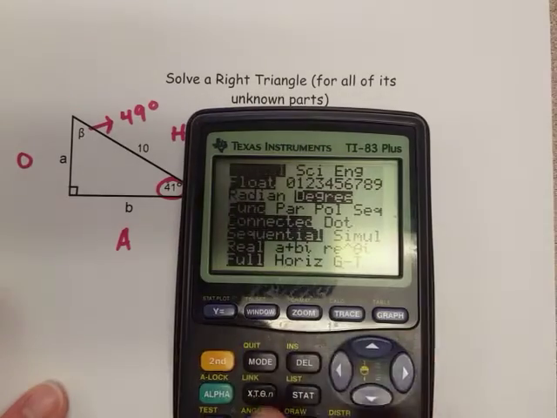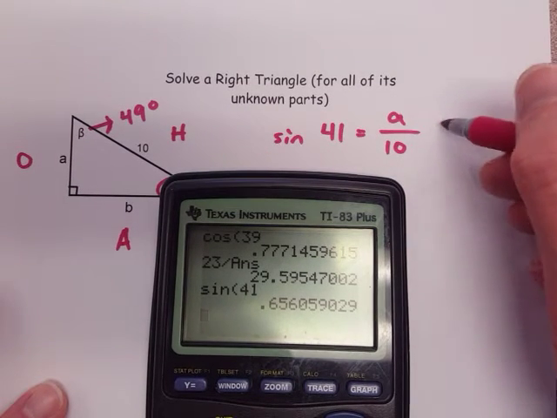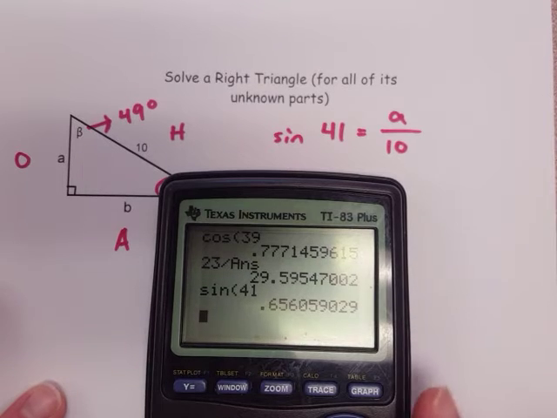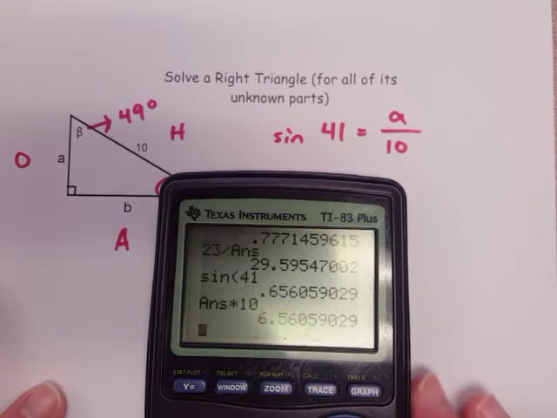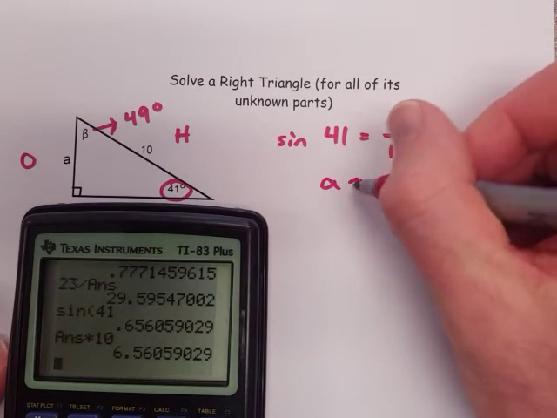And then like before, I can punch that in. I can go sine of 41 if I'm in degree mode. And then since we've got a number on the bottom, I just have to multiply by 10 on both sides. And that means here that we're going to have about 6.56 for A.